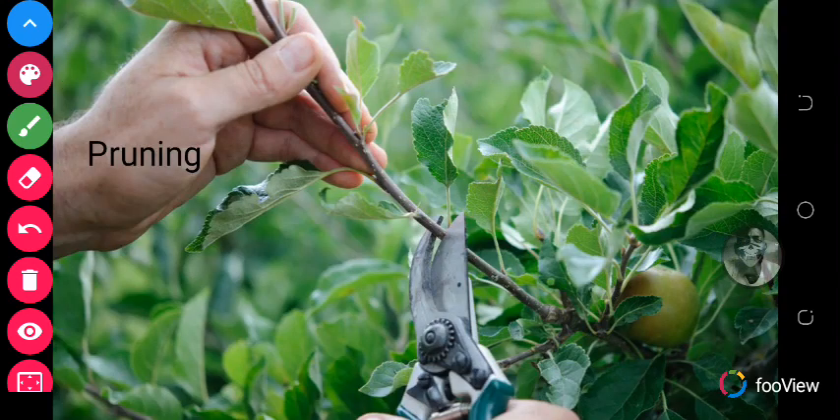Let's look at the next practice called pruning. Pruning is the removal of excess branches and flower buds and also other parts of plants that are affected by diseases. So when you have a plant and you realize that some part is affected by a disease, you prune it. Pruning simply means removal. So you remove it for the good ones to grow. Pruning usually prevents the spread of disease, it promotes air circulation in the farm, and it encourages penetration of sunlight.